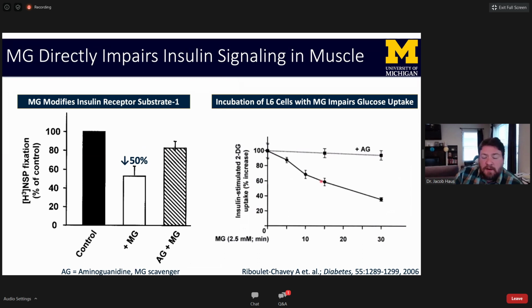Now, here's some more direct skeletal muscle functional type of analysis. This is some data that was published in Diabetes now over 10 years ago, but it shows that when you incubate L6 myotubes with increasing concentrations of methylglyoxal, you see that the insulin-stimulated 2-deoxyglucose uptake is proportionally reduced as you increase the amount of methylglyoxal stress onto the L6 cells. And that this effect could be rescued by using a methylglyoxal scavenger known as aminoguanidine.